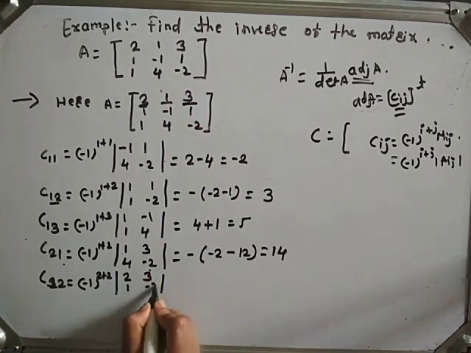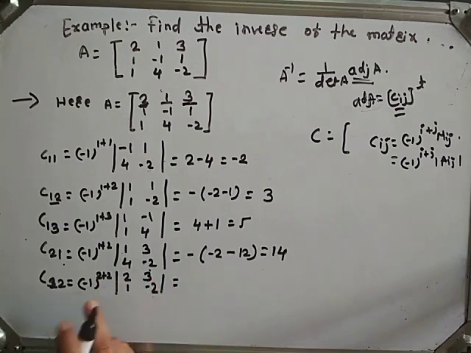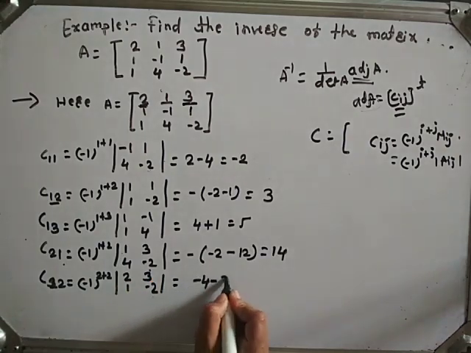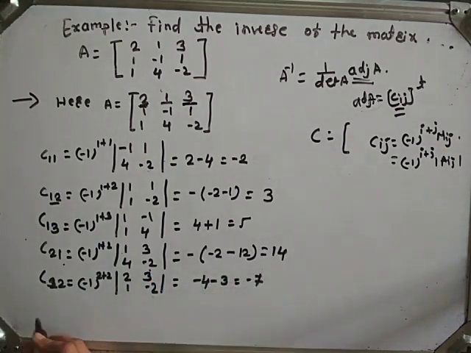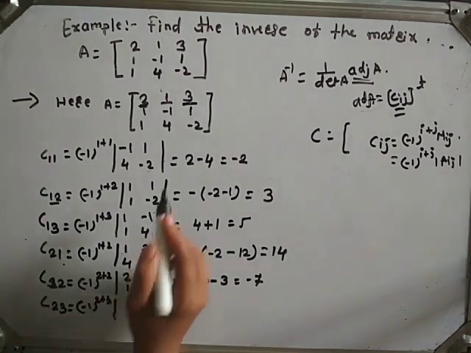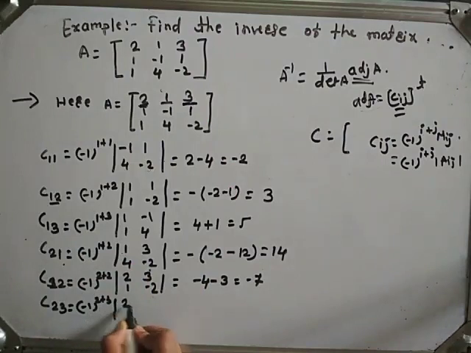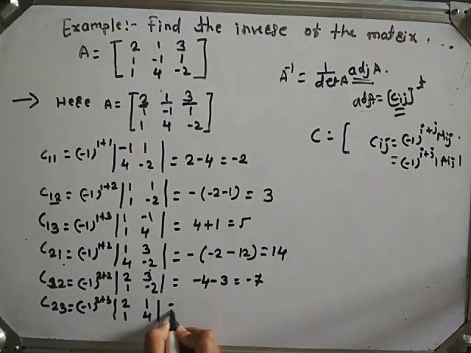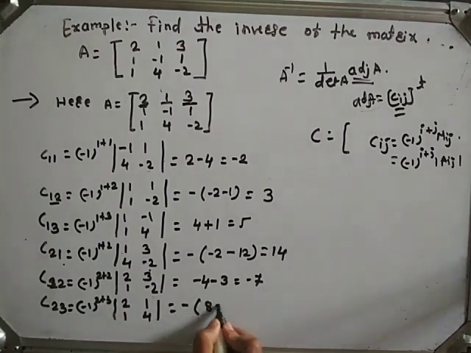Sorry, 2 3 minus 2, which is equals to minus 1 raised to 4, is positive. 2 into minus 2 is minus 4, minus 3 is equals to minus 7. C23 is equals to minus 1 raised to 2 plus 3 into determinant of, delete second row and third column, find out determinant of 2 1 into 1 4. Minus 1 raised to 5 is negative, 2 into 4 is 8 minus 1 is equals to minus 7. So C23 is equals to minus 7.